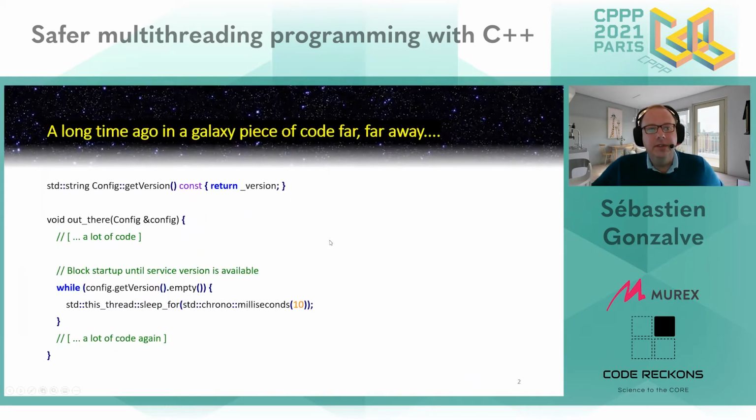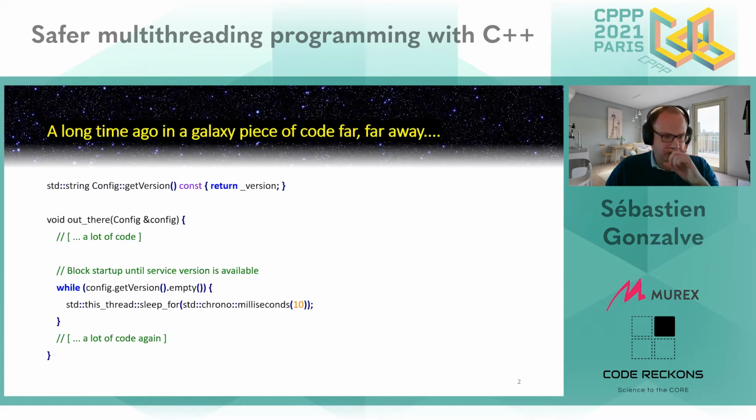Let's start with the kind of problem I often see when I get into some chunk of code I don't know yet. This could be in a far, far away galaxy, whatever. You get this kind of code with a function that gets a version and returns a version. So far, so good. It's supposed to be a string. Okay, let's do it. In some other place, there is a config that is passed to this function, and it's doing something quite astonishing at first sight.